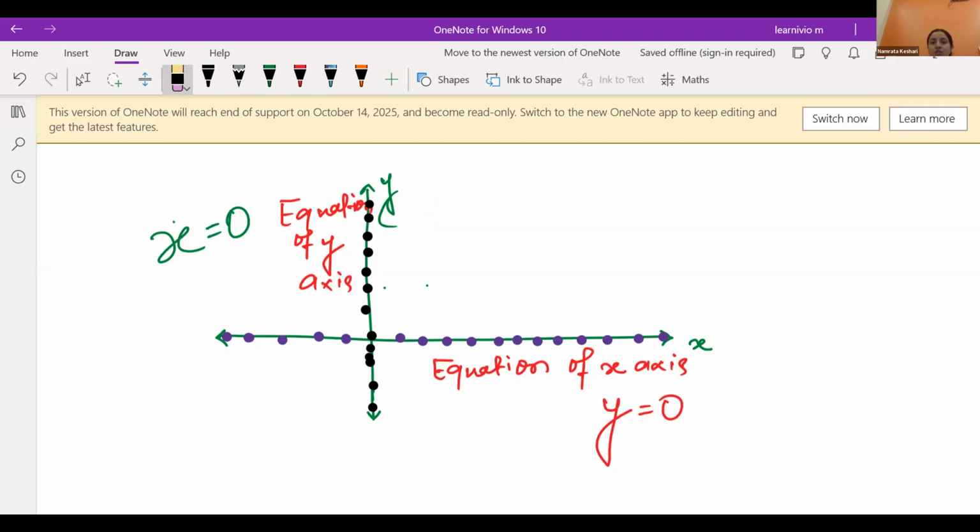When you solve questions, these terms will come: x-intercept, equation of the x-axis, equation of the y-axis. These things will be there.